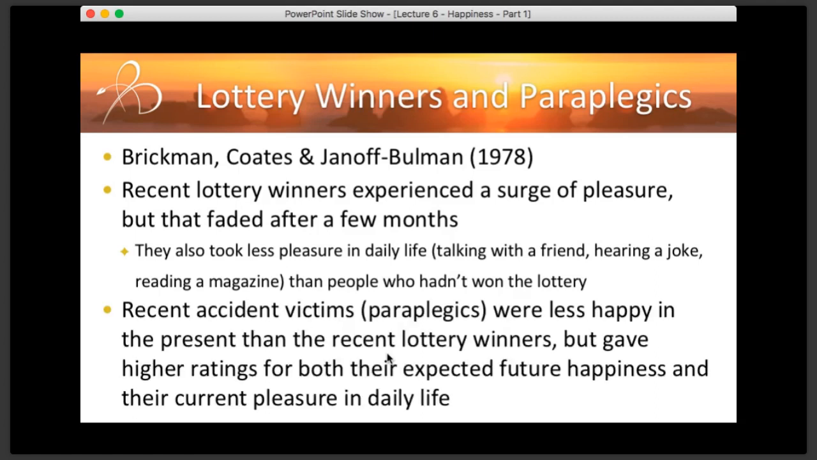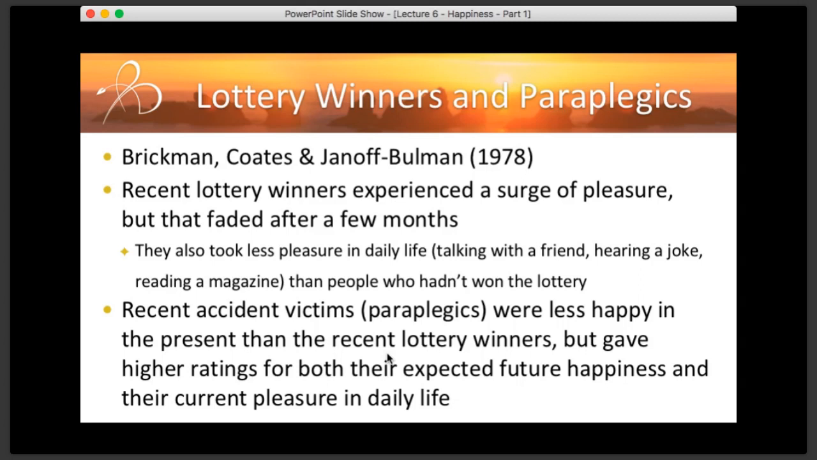Recent paraplegics were less happy in the present than the recent lottery winners 6 months down the line, by a little bit, not by as much as you would think. But they gave higher ratings for their expected future happiness. They had more hope, more optimism than recent lottery winners, and higher ratings for their current pleasures in daily life. They're getting more pleasure from talking with a friend, from hearing a joke, from reading a magazine, than either people who had won the lottery or control subjects.